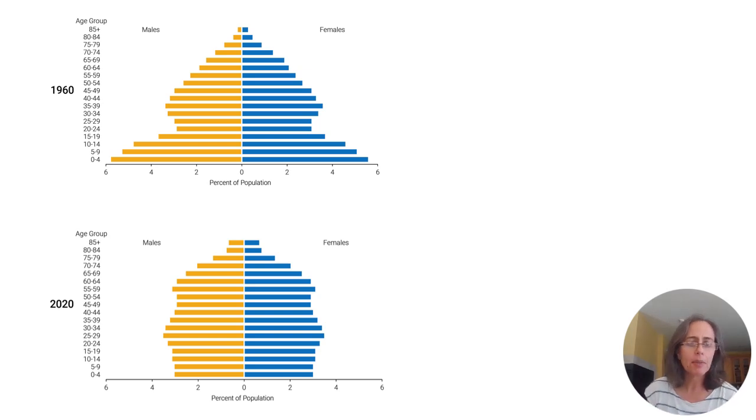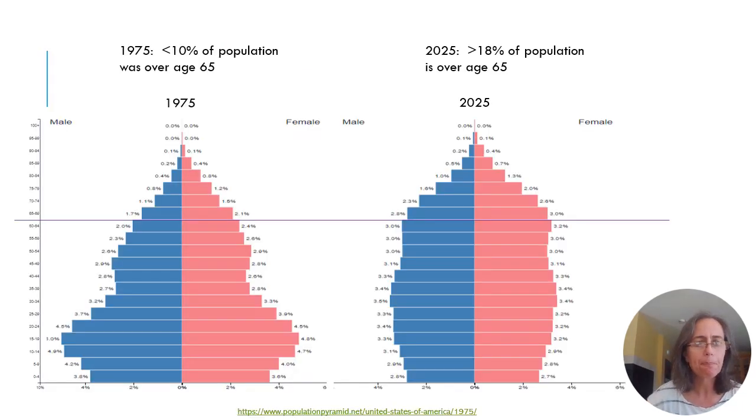So again, I'm going to bring us back to this comparison between 1960 and 2020. Things are very different. I'm going to show you another example. This is looking at population pyramids between 1975 and 2025. And the thing I want to point out to you here is the percentage of people that are over age 65, so the percentage of the total population.